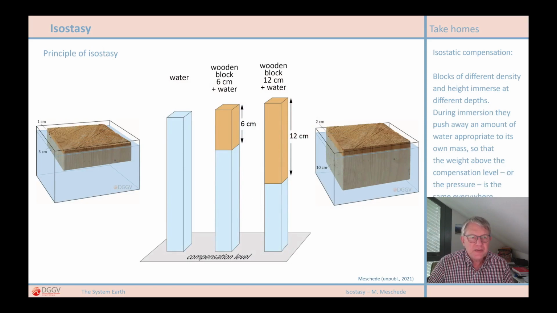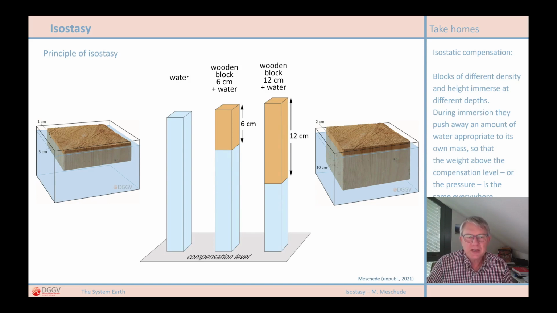Let's take a look at this a little more theoretically. We consider the weight which lies upon a compensation surface at a certain point or a small area, that is the base of one of these columns. These columns show the 3 situations seen in the model: water alone, the thin wooden block 6 centimeters thick and the water remaining underneath, and correspondingly the 12 centimeters thick wooden block with the water underneath.